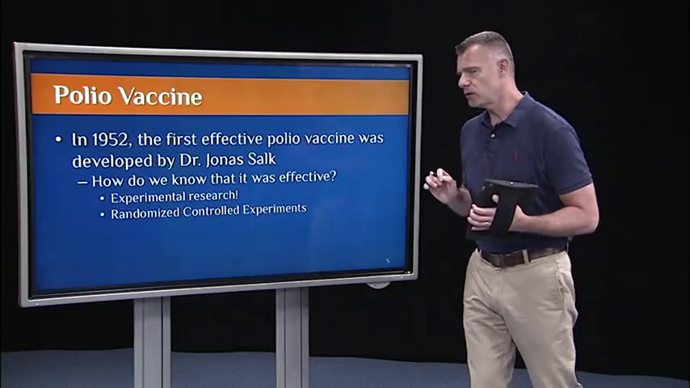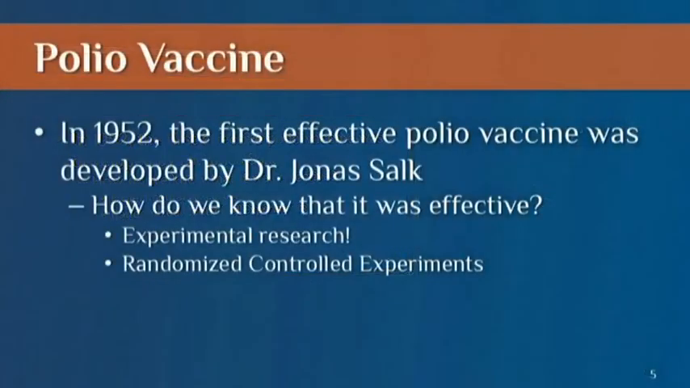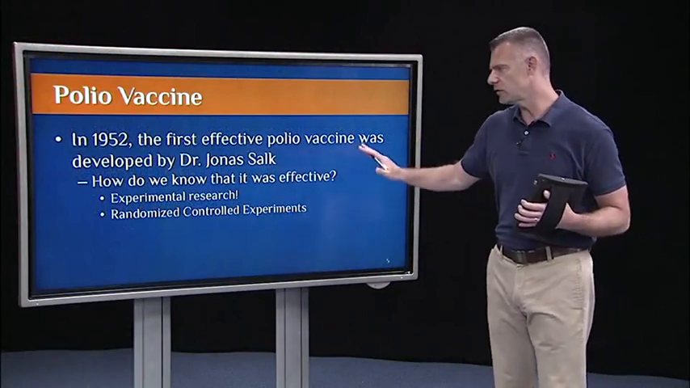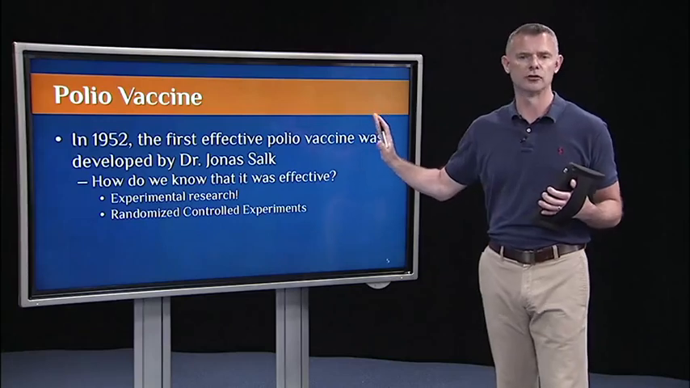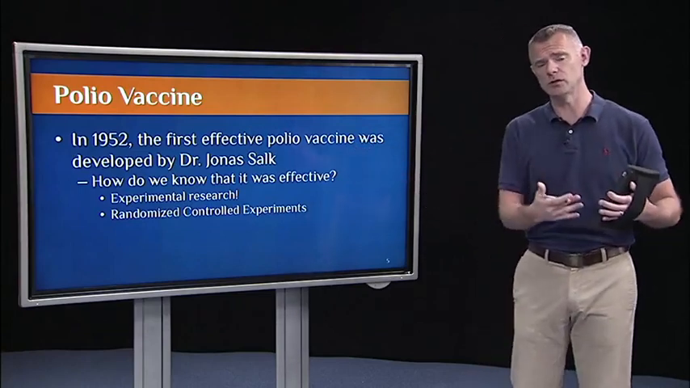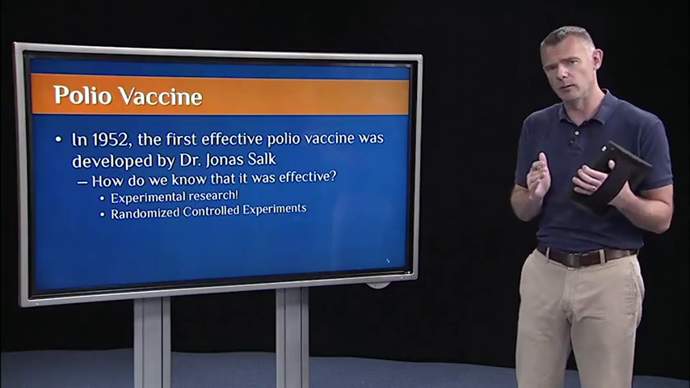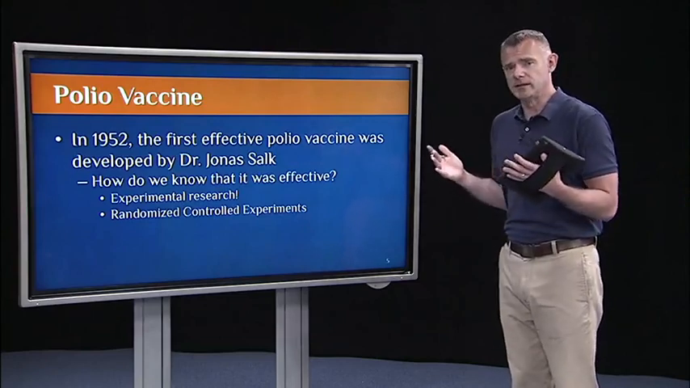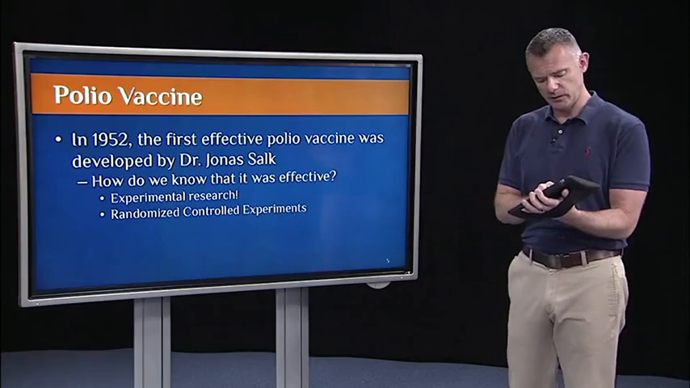So in 1952, the first effective polio vaccine was developed by Dr. Jonas Salk. And how do we know, in retrospect, over 60 years later, that it was effective? Well, through experimental research, more specifically through randomized controlled experiments. This set of studies is now known as the Salk vaccine trials. One of the greatest examples of experimental research put to use to solve a very critical problem facing modern society. And it's a really great success story of experimental research.